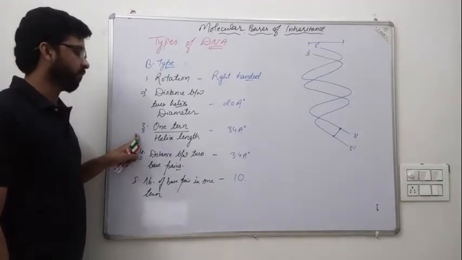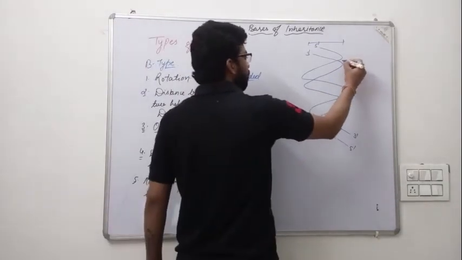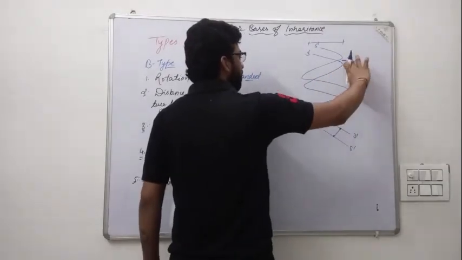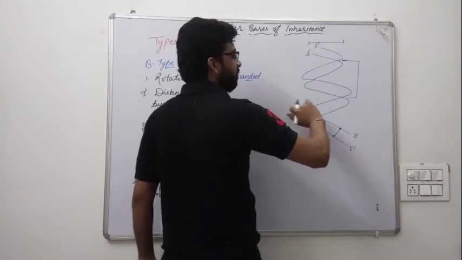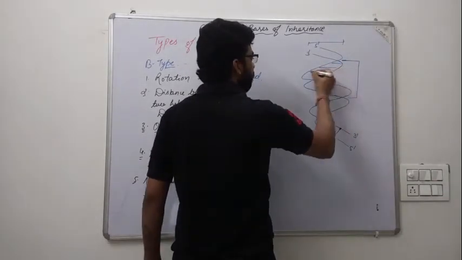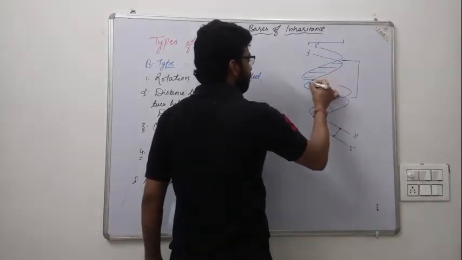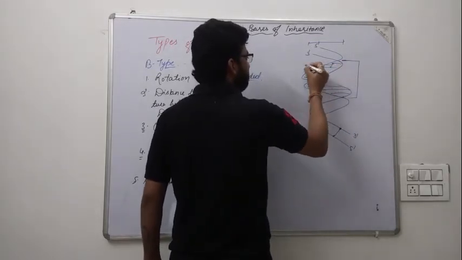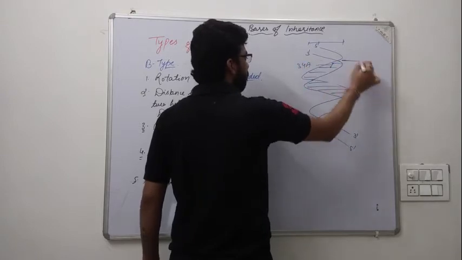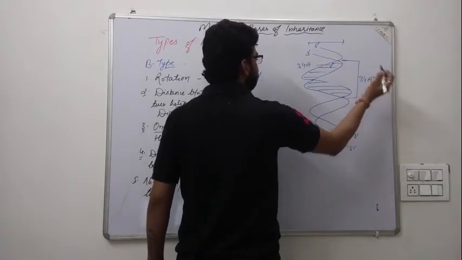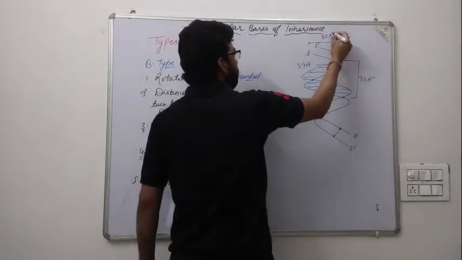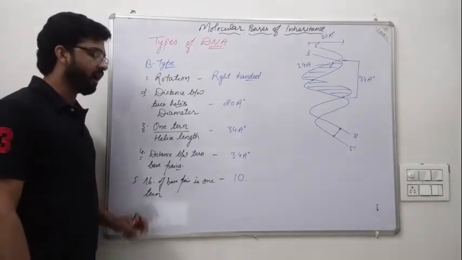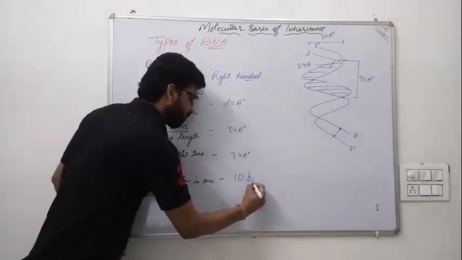One turn is 34 angstrom. One turn means there is a minor groove, as we did in a previous video, and there is a major groove. So one minor to minor, one major to major, that is one turn completed here. In one turn there are 10 base pairs in case of human. The distance between two base pairs is 3.4 angstrom, one turn is 34 angstrom, and the diameter is 20 angstrom.